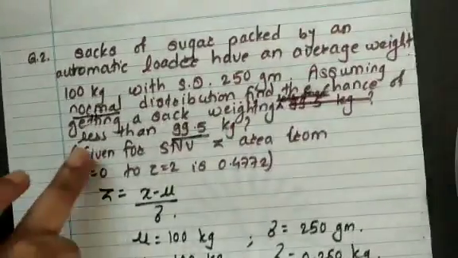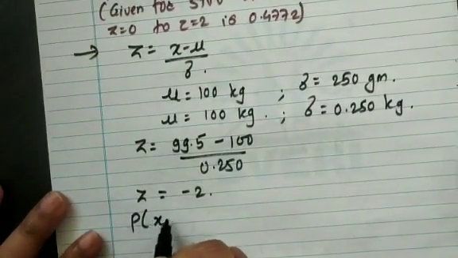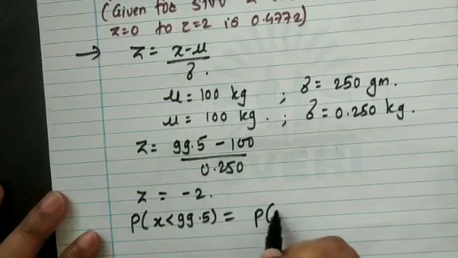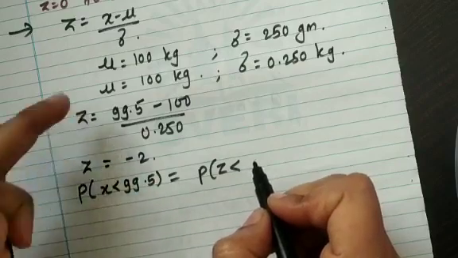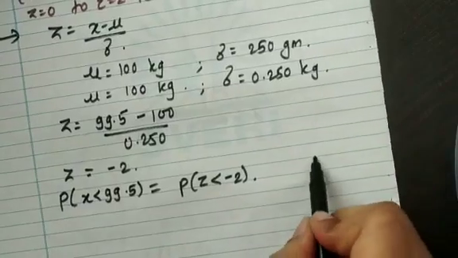And it is asked less than 99.5, that is probability of x is less than 99.5, which is equal to probability of z is, for x there is z less, and the value of z is -2. So z is less than -2. Try to draw it.